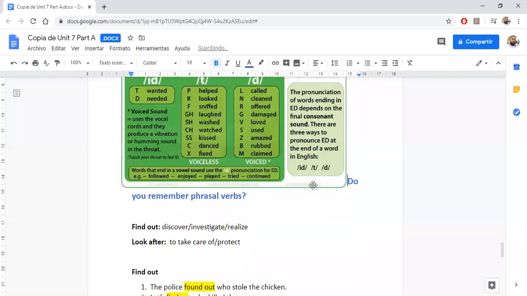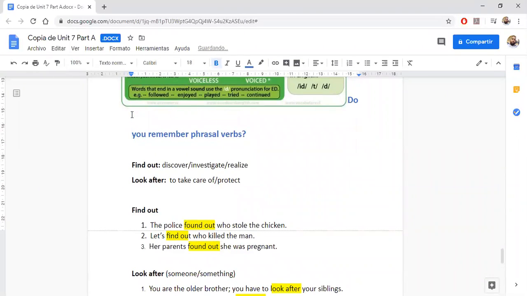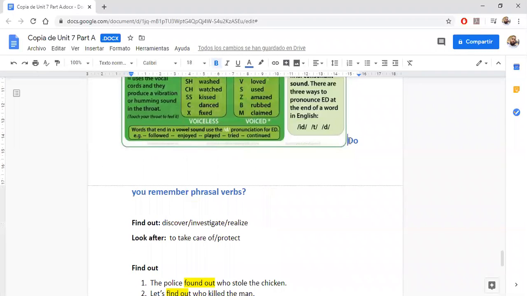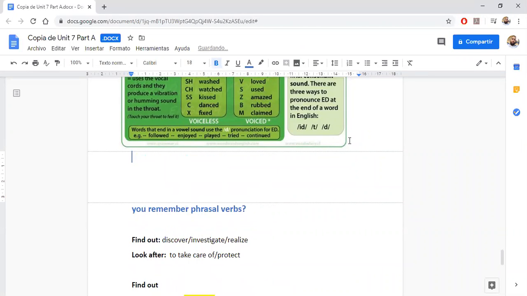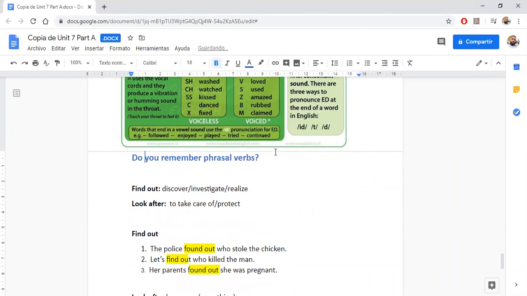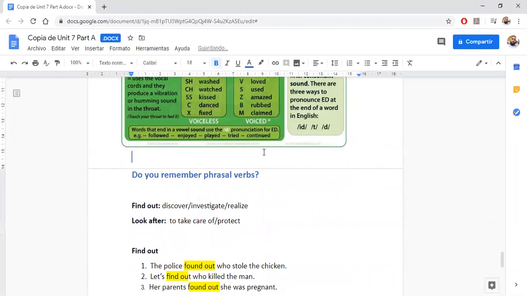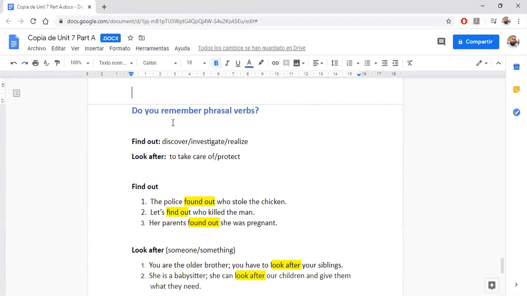So next question says, do you remember phrasal verbs, guys? No? So phrasal verbs are a combination of a verb and a particle or a preposition. For example, find out. It means discover or realize. For example, the police found out who stole the chicken. Like discover, realize. Well, actually not investigate, because investigate is like look into. It's realize, discover.